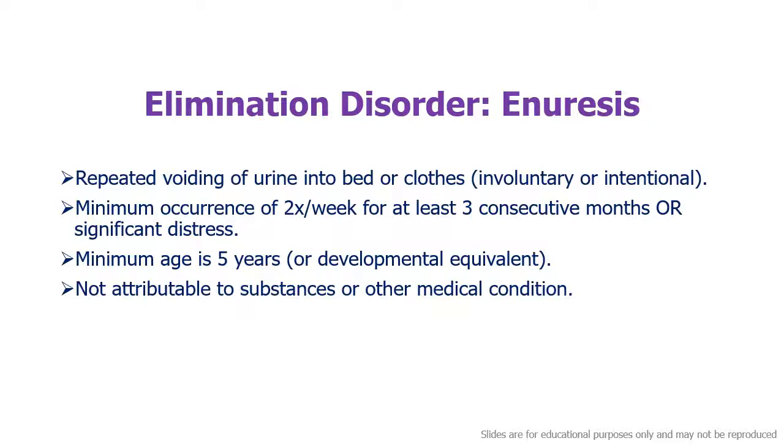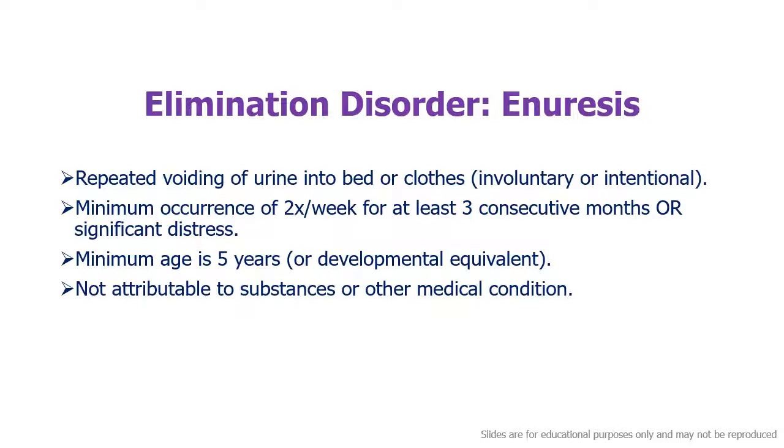So this is a disorder where there's repeated voiding of urine into either bedding or clothes. And this can be either involuntary or voluntary. Now, diagnostic criteria for this, it must occur a minimum of 2 times a week for at least 3 consecutive months or cause significant distress in the child. So it doesn't have a true time period as long as it causes significant distress, so keep that in mind.